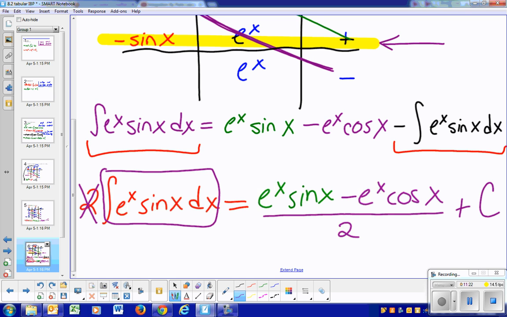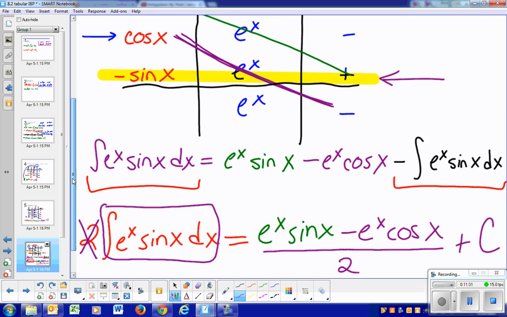Okay? So that is what I might refer to as extended tabular integration. Some people call it party trick integrals. I can see that. You probably want to show this off at your next party.